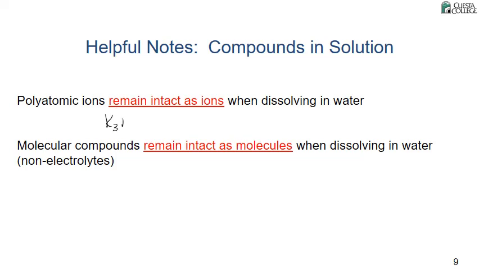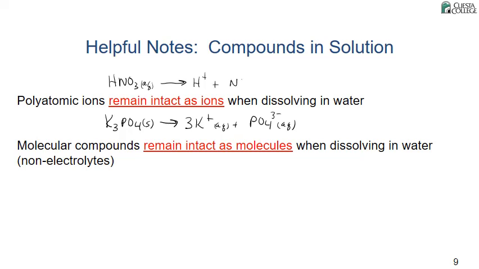Potassium phosphate, as a solid, would turn into 3 potassium ions and 1 phosphate ion as the solid potassium phosphate dissolves in water. Another example might be nitric acid. As nitric acid dissolves in water, being a strong acid, it would turn into H+ and NO3-, and those are both aqueous.